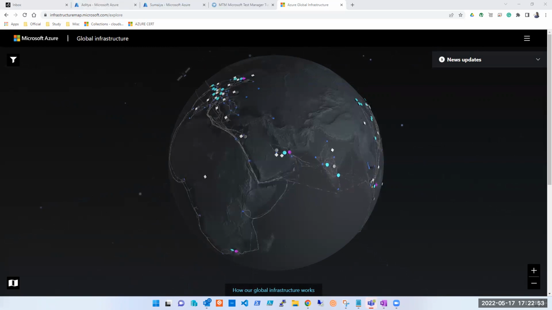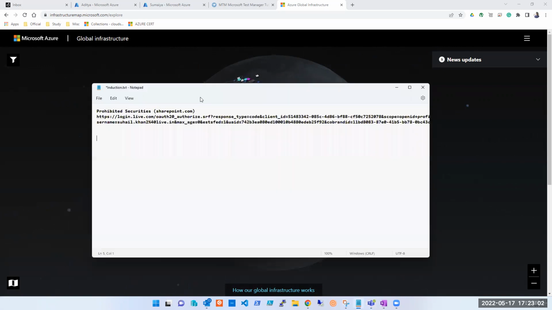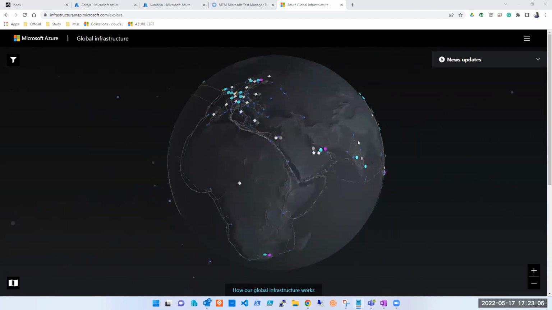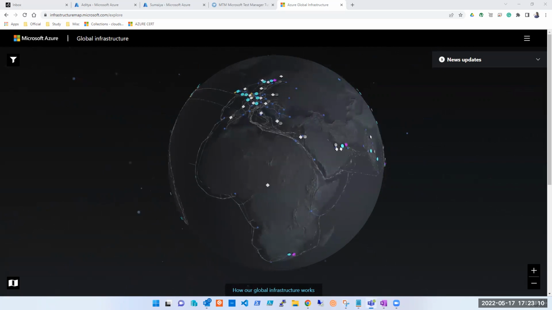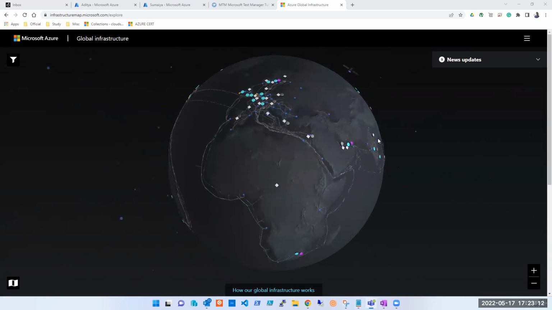Is it compulsory? What do you guys think? If I am creating my server in a region where we have the availability zone feature, can I still go ahead and create a server without any redundancy? Do we have that option? Yes. We'll see that again. Okay, so I hope that is clear.